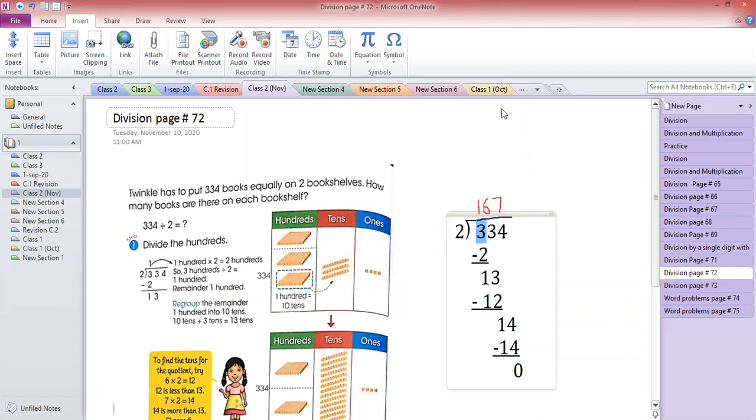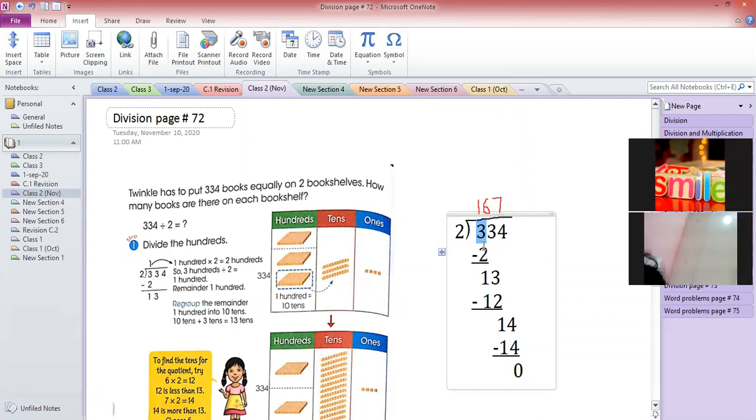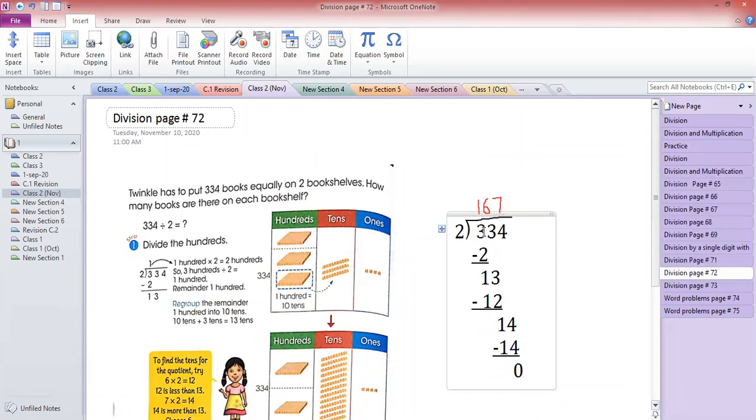So 2 multiplied by 1 is 2, and 2 multiplied by 2 is 4. 2 and 4 both are near, but you will consider 2 because you cannot take a number which is greater than that number. Like it is 3, so you cannot take 4. So you will always consider less than. So I take 1, 2 multiplied by 1 equals 2. Then the next step, you need to multiply these two numbers, 2 and 1, the answer is 2. After multiplying, you need to subtract it, minus 2 from this 3. So 3 minus 2 equals 1.